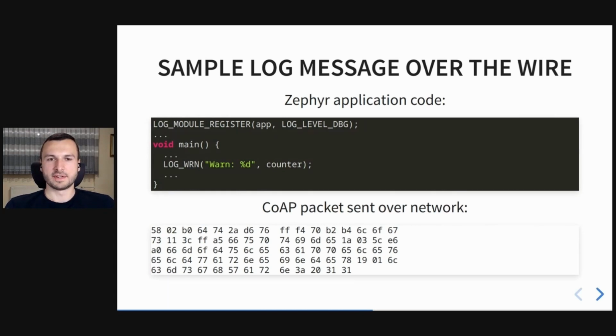So here we register an app module with debug logs, and debug is the minimal log severity that will be handled. And we just produce a warning message with a counter inside. On the bottom, you can see how the CoAP packet looks over the network. So it's already obvious that it's much shorter than what the usual HTTP request would be, including all the HTTP headers.